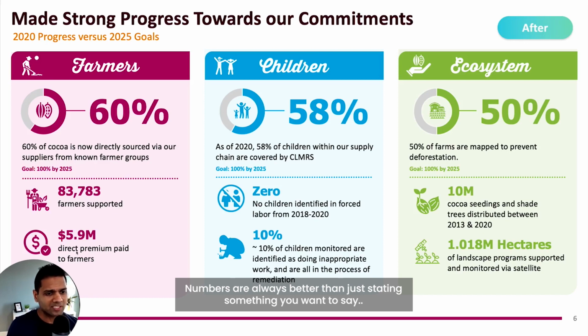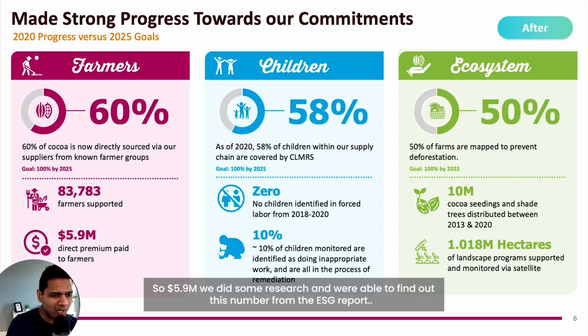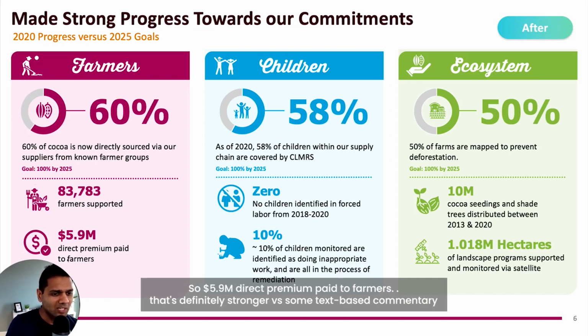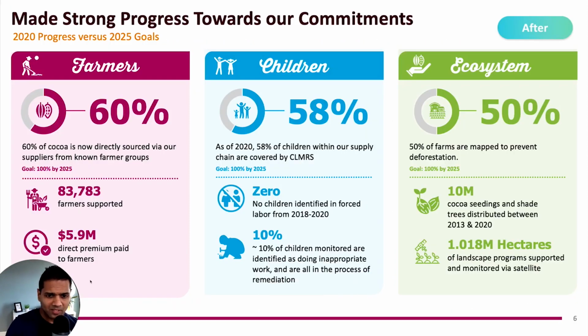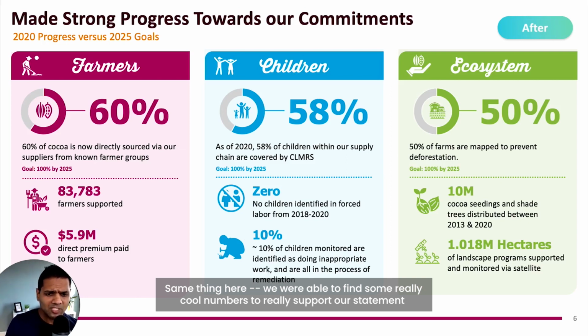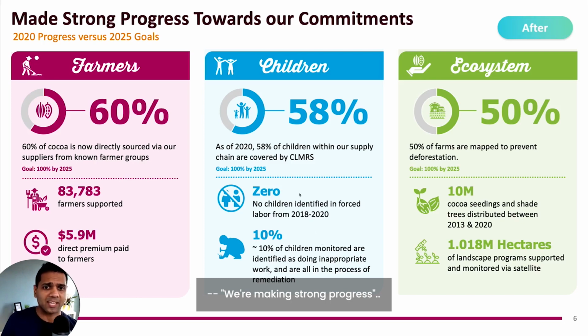Numbers are always better than just stating something you want to say. So 5.9 million, we did some research. We were able to find this number from the ESG report. So 5.9 million direct premium paid to farmers. That's definitely stronger than some text-based commentary, which is real as well. Same thing here. We were able to find some really cool numbers to really support, like, hey, we are making strong progress.